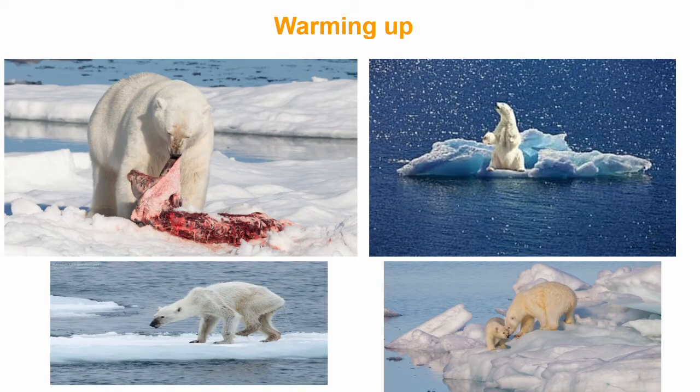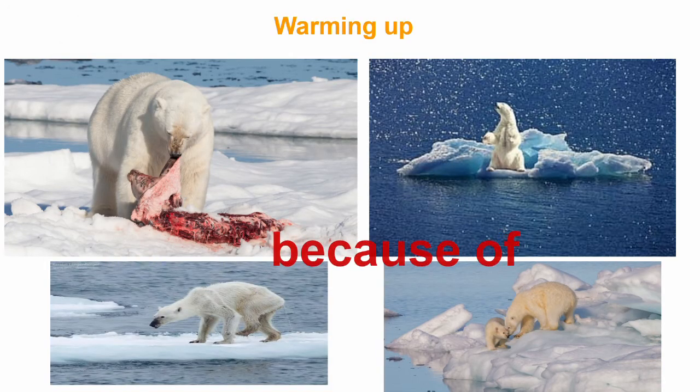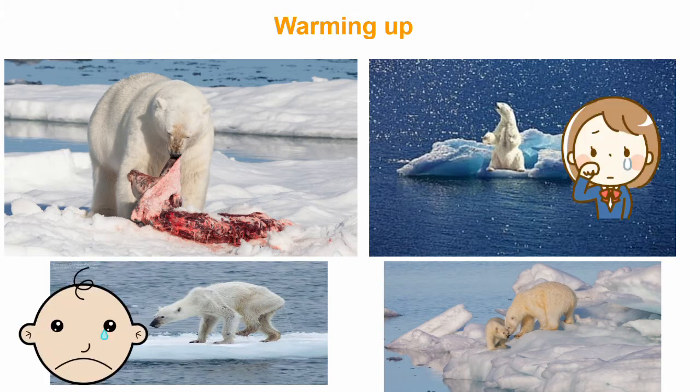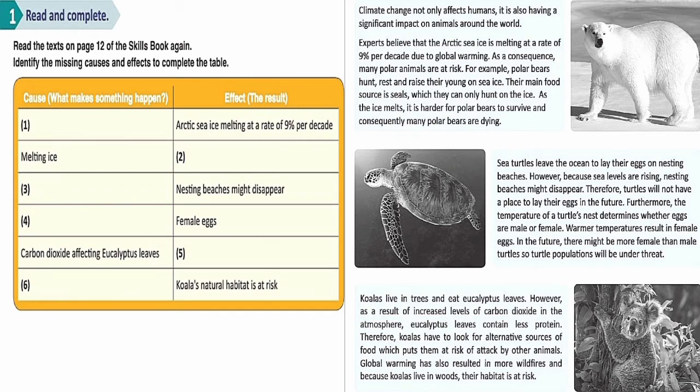In the last lesson, we saw that global warming is a real threat for all of us. The polar bear is one example of endangered animals. It needs ice caps so it can hunt seals and raise its cubs. However, because of global warming, ice caps are melting, and the poor polar bear can neither find food nor raise its cubs. So let's move on to the first activity about cause and effect.